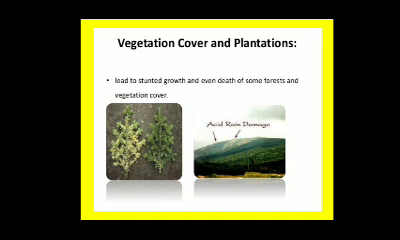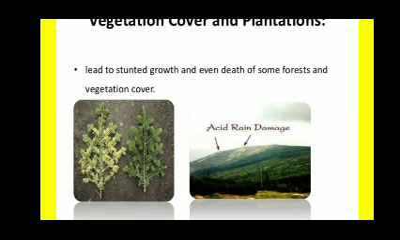Vegetation cover and plantation lead to stunted growth and even death of some forests and vegetation cover. Some plants are killed by acid rain. Due to acid rain with pH less than 5.6, the acidified compounds kill the plants.